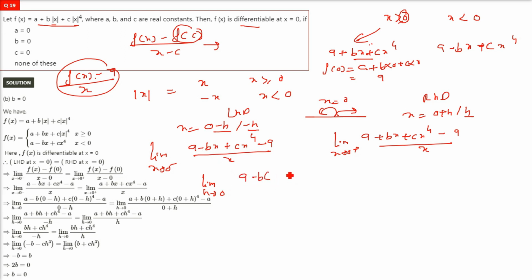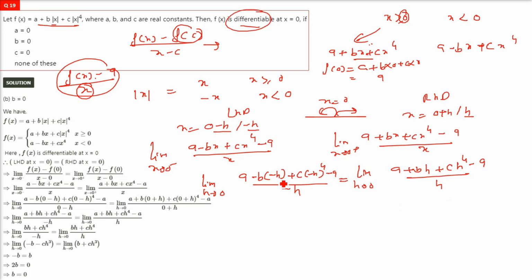So in this limit x tends to 0, I am putting x as negative h. So (a minus b into negative h plus c into negative h to the power 4 minus a) divided by negative h. Just replace x by negative h. On the right, we get limit h tends to 0. Again, just replace x by h. So (a plus bh plus ch to the power 4 minus a) divided by h. Right? Now, since the function is differentiable at x equal to 0, which is already given in the question, this h you can cancel. You have equated now.